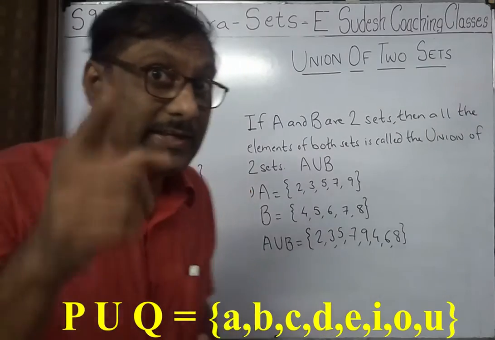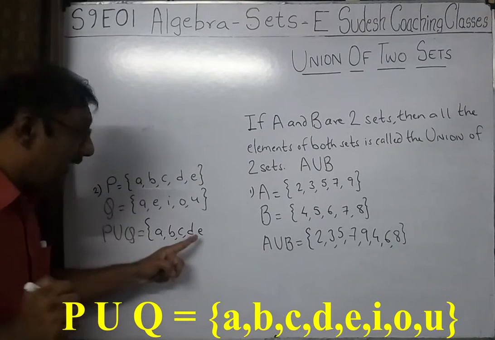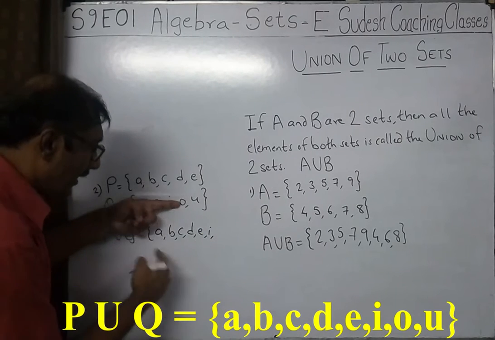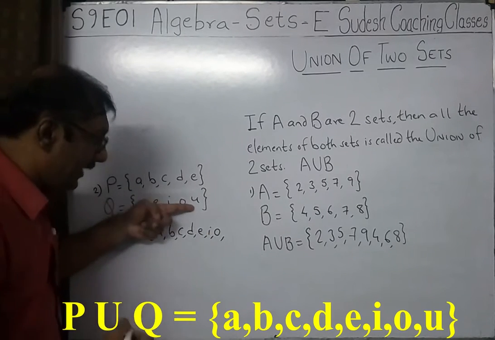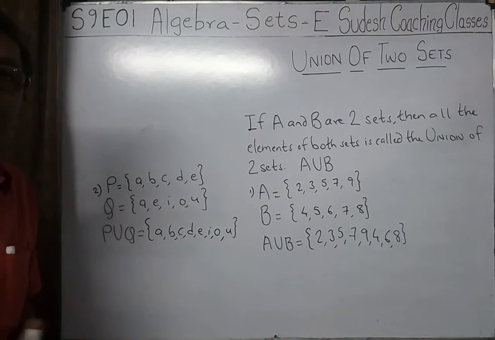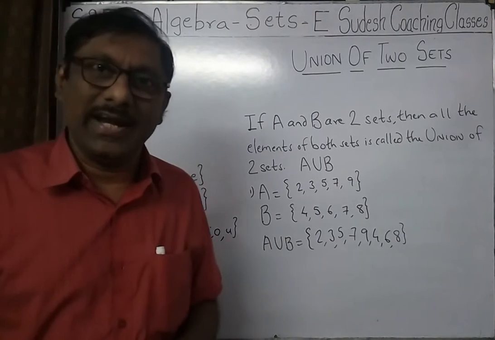Now, when you are writing set Q, be careful. A, it is there, do not write. E, it is there, do not write. I, you can write. O, you can write. U, you can write. So, we have completed the union of two sets. Okay, students, did you understand?